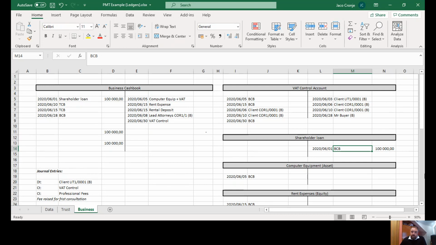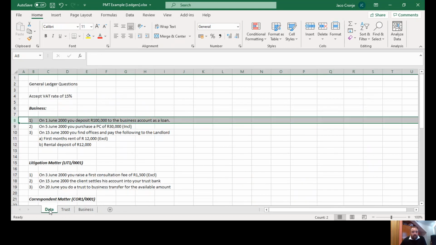Now my description on the shareholder loan is business cash book, BCB, so that I can see that is where the contra line for this transaction is. Okay, so that's simple enough. Let's move on to the next one.